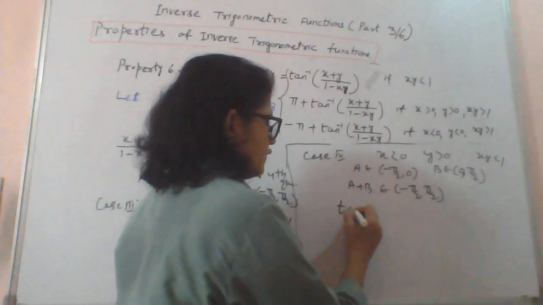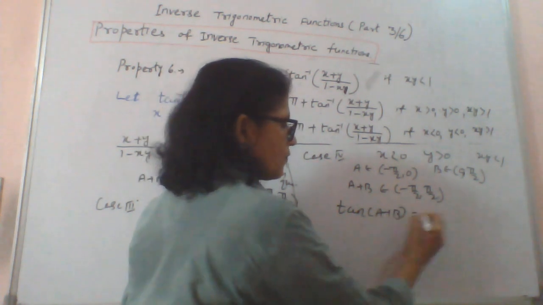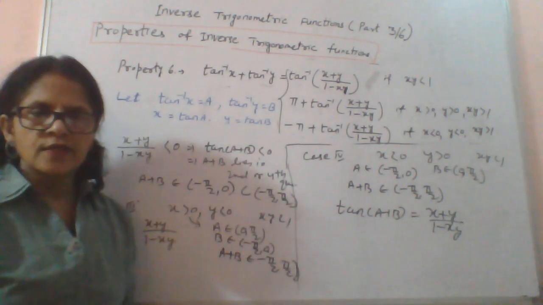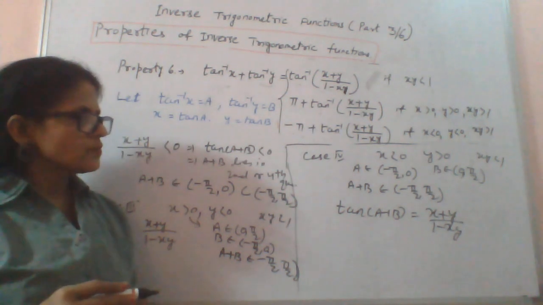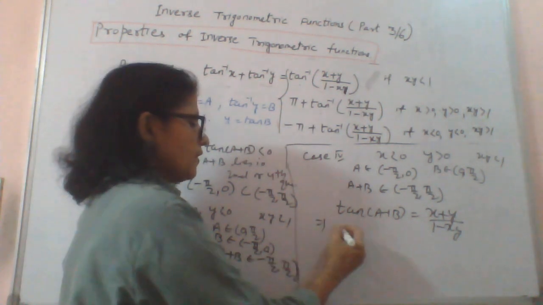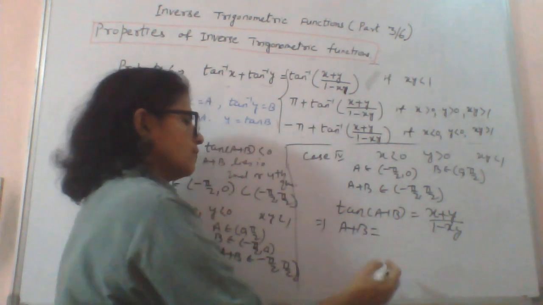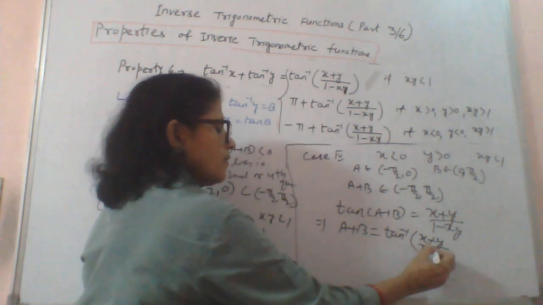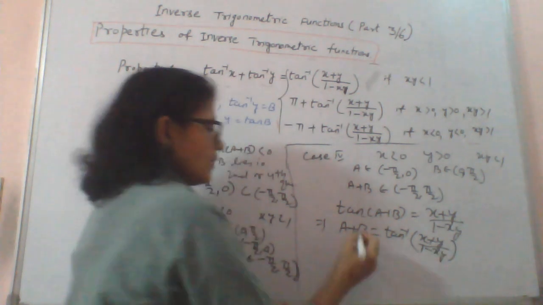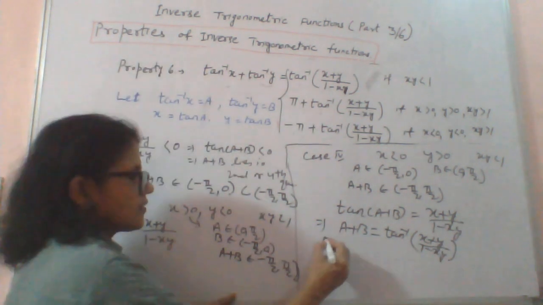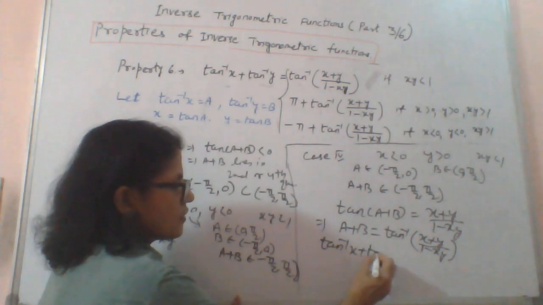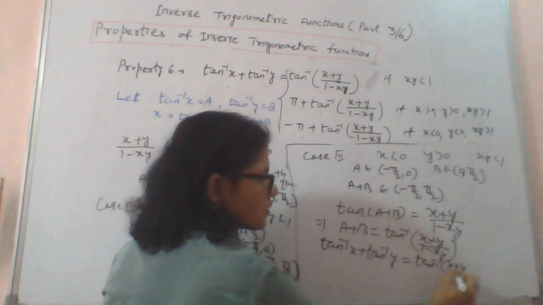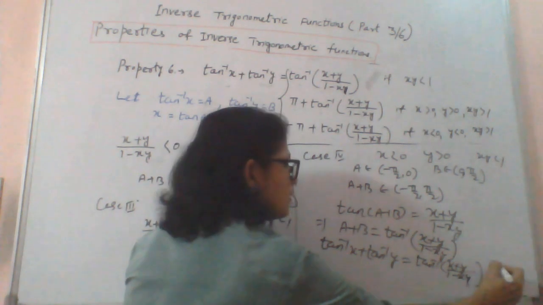So whenever you have tan(a + b) = (x + y)/(1 − xy), whenever you write it like this, this implies a + b = tan⁻¹((x + y)/(1 − xy)). Okay, a + b means what? tan⁻¹x + tan⁻¹y, that is equal to tan⁻¹((x + y)/(1 − xy)), here xy less than 1.